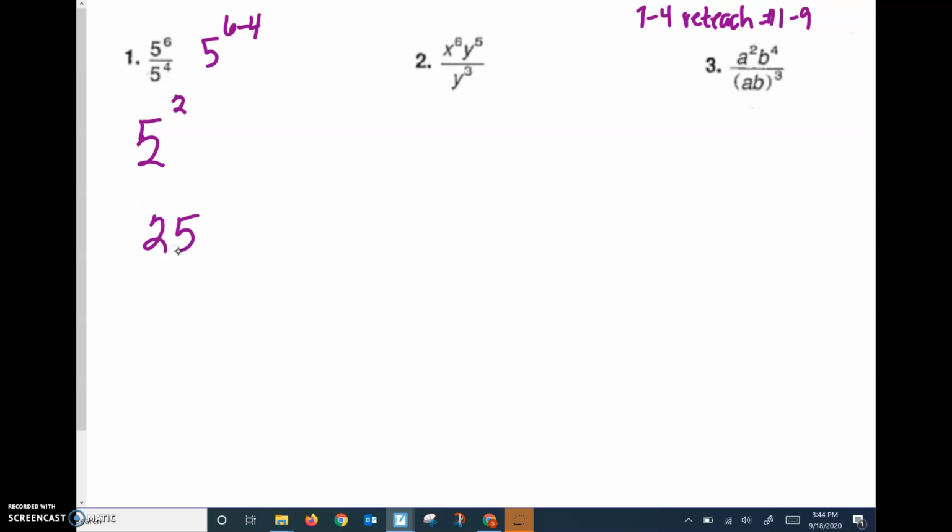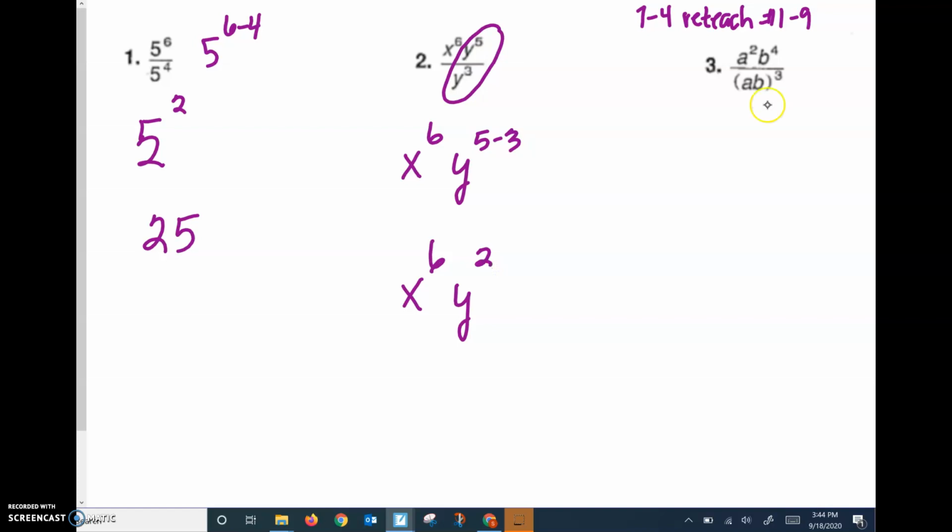All right, number 2, it looks like we have some x's and y's, and remember we always have to have the same base. So we're going to take care of these two right here, and so we have x to the 6, we have to keep that. And we're going to go y, and it's 5 minus 3. So we have x to the 6th, and 5 minus 3 is y to the 2nd.